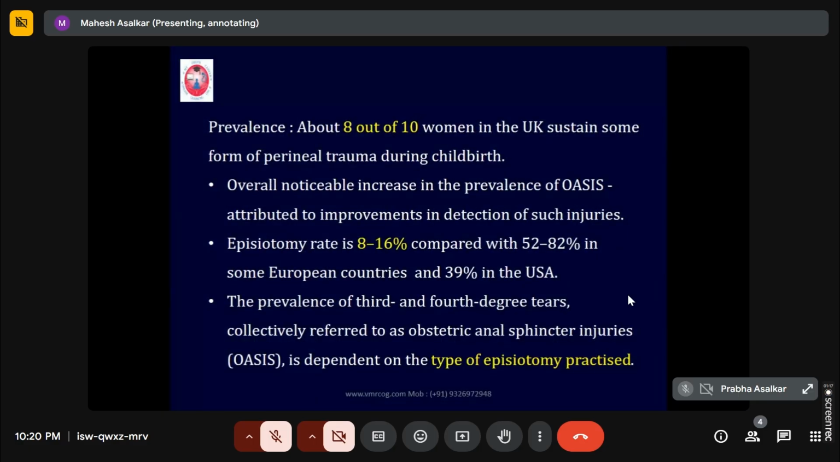Okay. Now, what is the prevalence of these tears? Remember these particular figures, frequently asked in the examination. About 8 out of 10 women in the UK sustain some form of perineal trauma during childbirth.